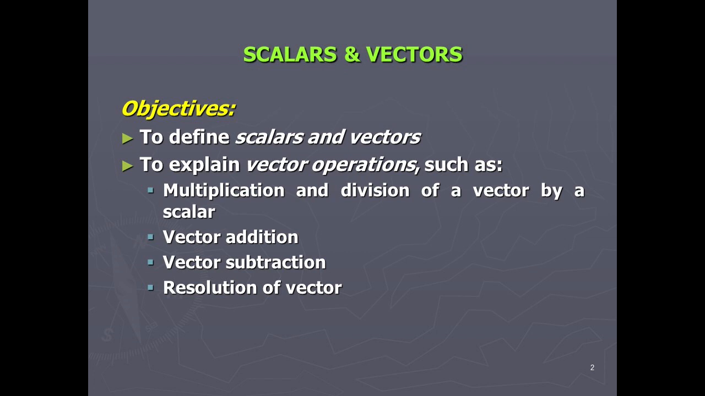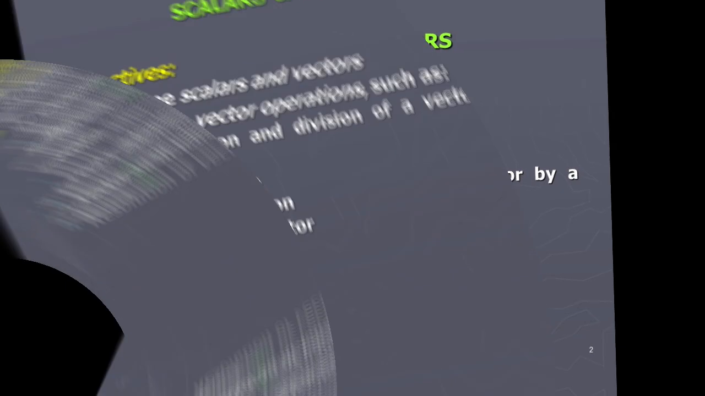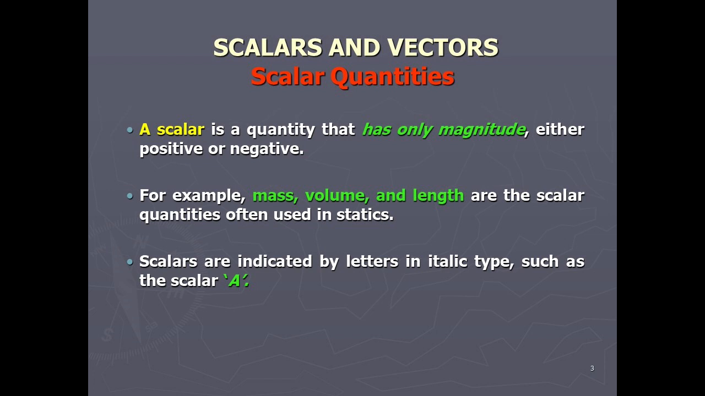Scalars and vectors. We'll define scalars and vectors and explain vector operations such as multiplication and division of a vector by a scalar, and vector addition, subtraction, and resolution of a vector. Scalar quantities. What are scalar quantities? Very simple, isn't it? SS1 physics, right? A quantity that has magnitude, no direction. Has only magnitude, isn't it? No direction. And when we say magnitude, what do you mean by magnitude?